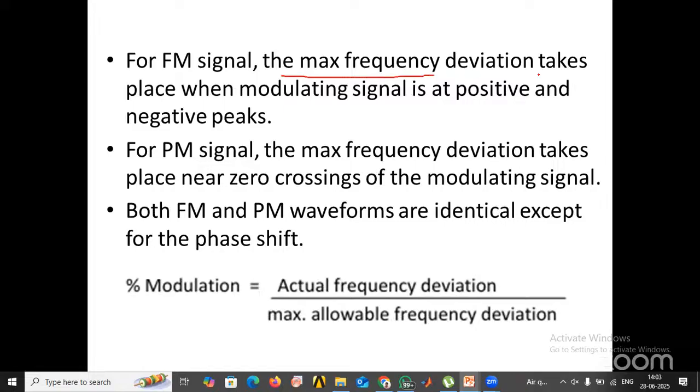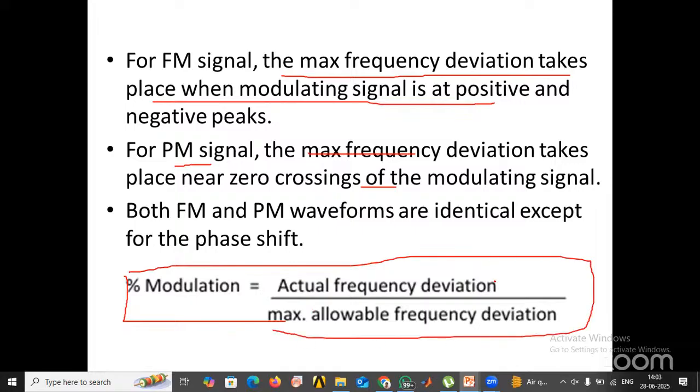Maximum frequency deviation will take place when the modulating signal is at positive, and minimum frequency deviation will take place when the FM signal is at negative. In a similar way, phase modulation also has some deviation concepts. So this is the percentage of modulation in the case of frequency modulation: actual frequency deviation divided by maximum allowable frequency deviation. This is the percentage of modulation.